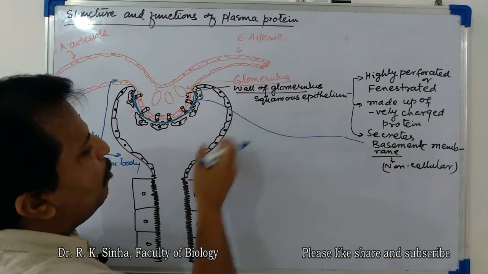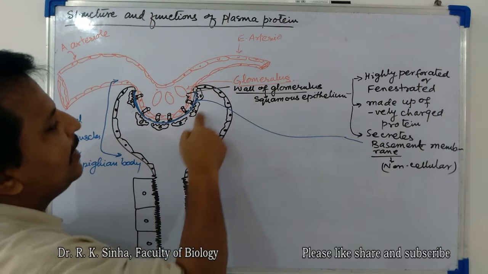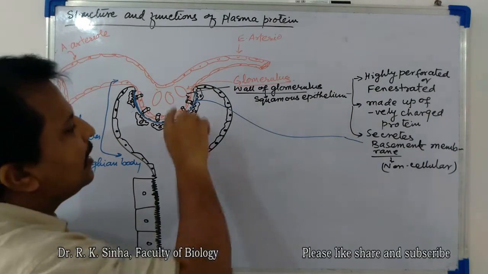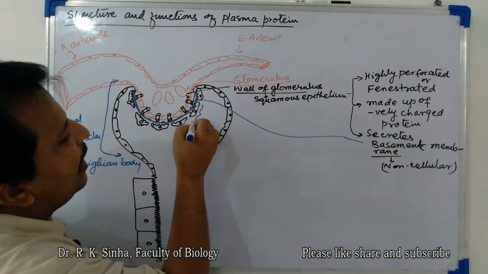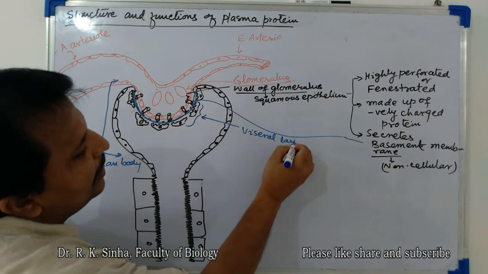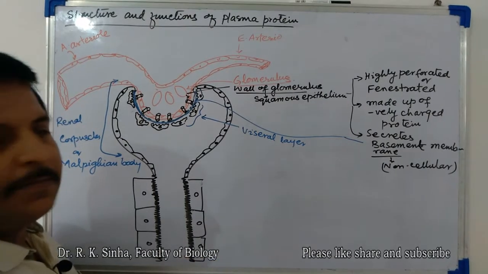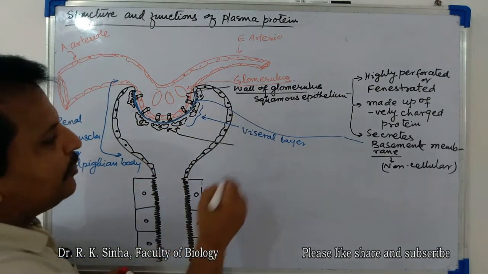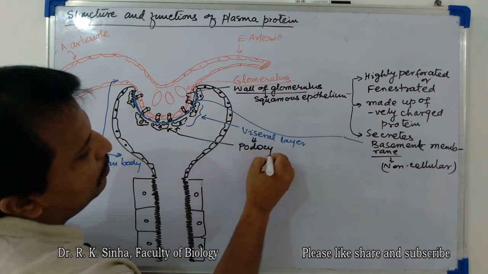And this Bowman's capsule is double layered. This layer is the visceral layer, meaning it is close to the glomerulus. This entire part is the visceral layer. And the cells that form the visceral layer are podocytes, meaning this will be lined with podocytes.